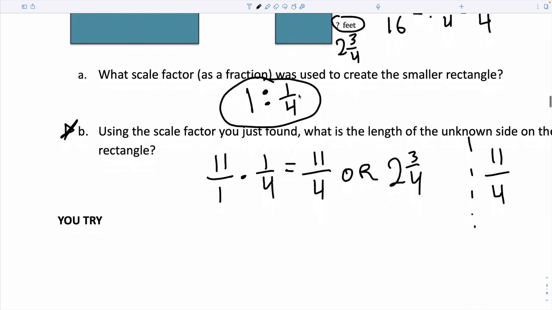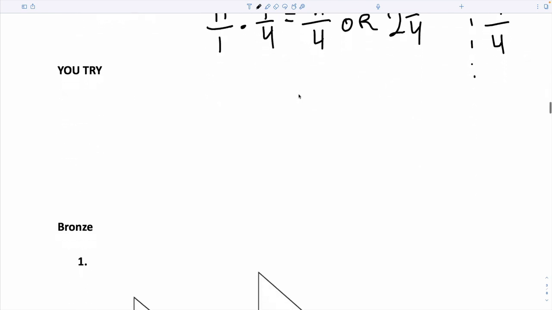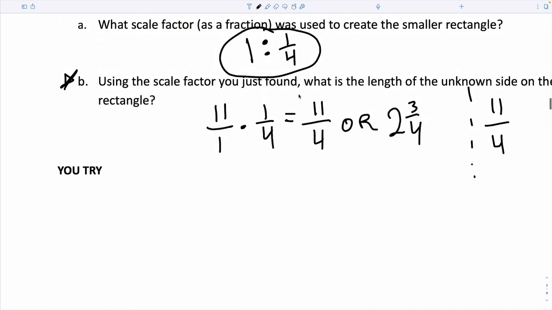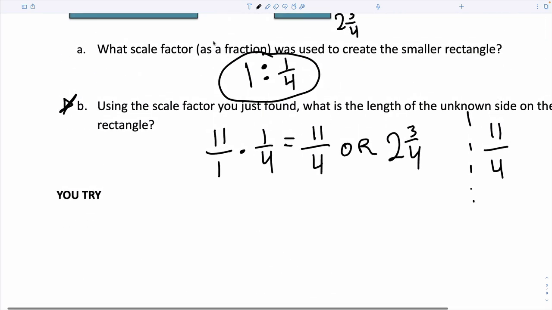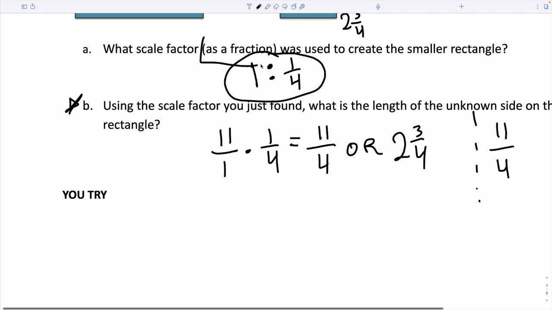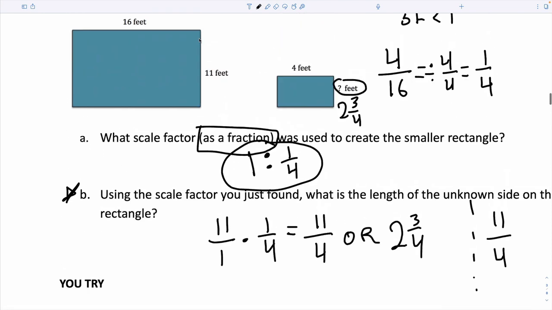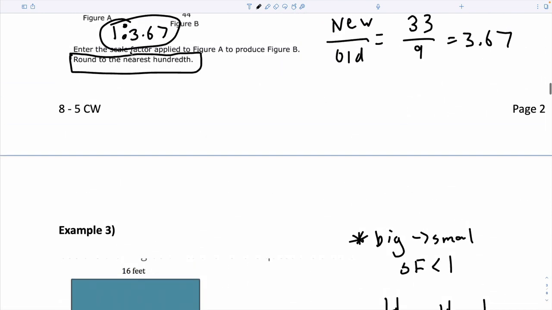Do you have to write it as a fraction, or if it says fraction in the problem, you need to do what it says. If they say round to the hundredths, like this, that means decimal. If they don't tell you anything, you can choose.